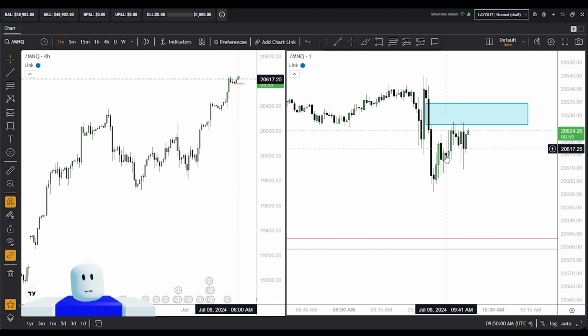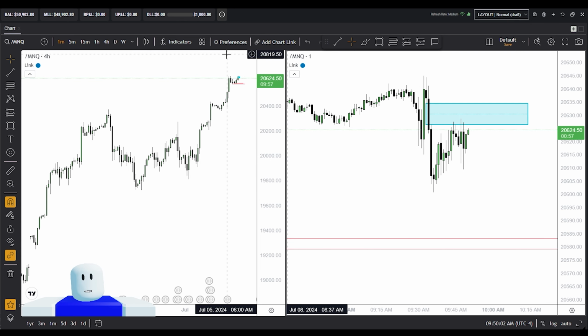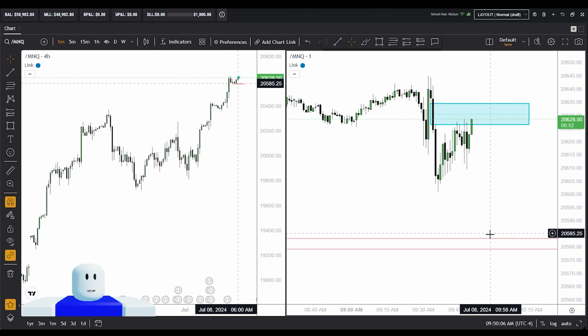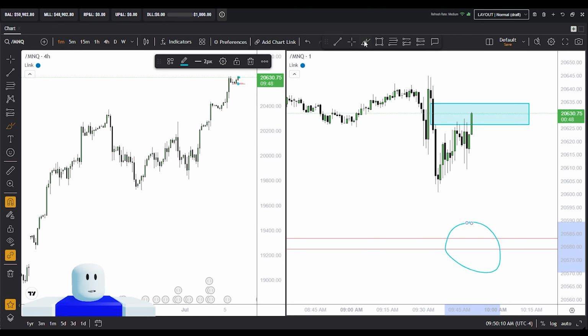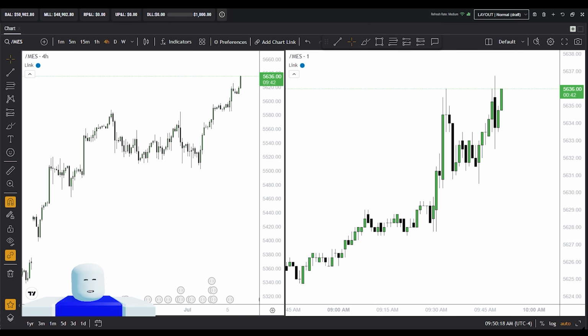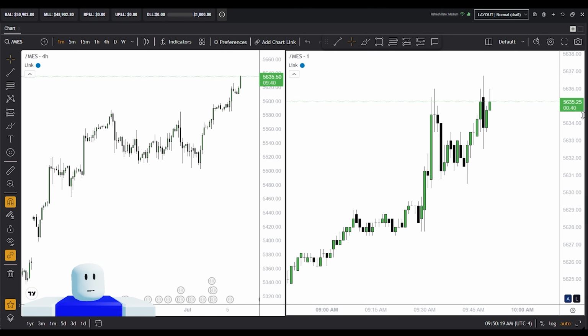I believe price is taking out all this buy side liquidity. It's going to come down to take out these equal lows down here by trading up into this fair value gap and then trading lower. And that's the NQ chart. This is the ES chart.